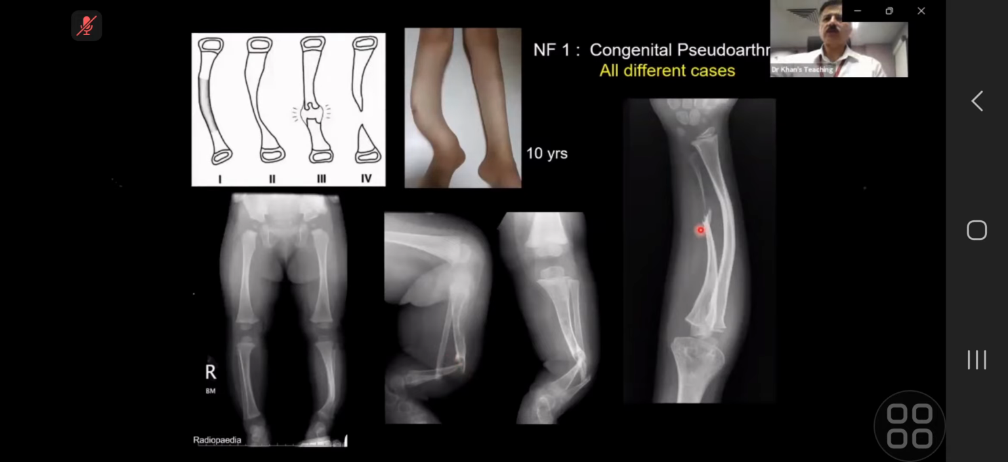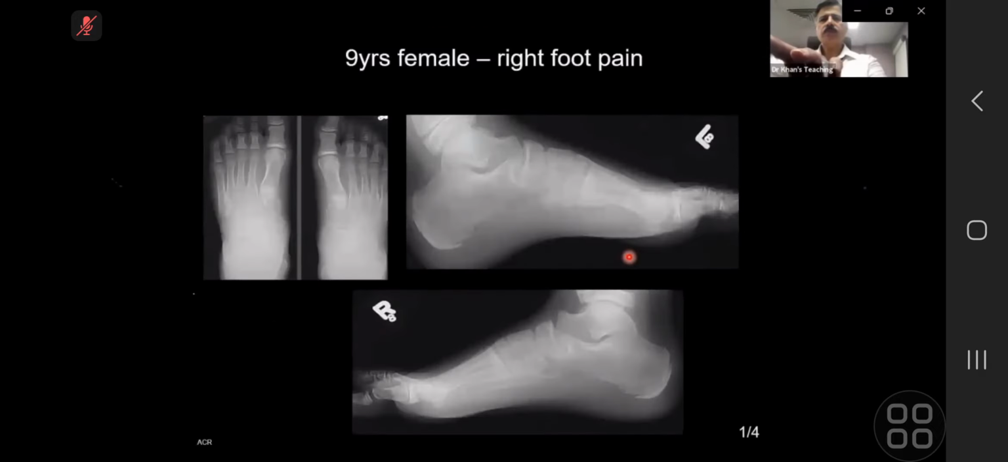And look at this picture here. Again, there is bone resorption. That is why it gives you this appearance. And look at this cupping. So this is NF1, pseudoarthrosis. NAI, please remember, NAI will have metaphyseal fractures.